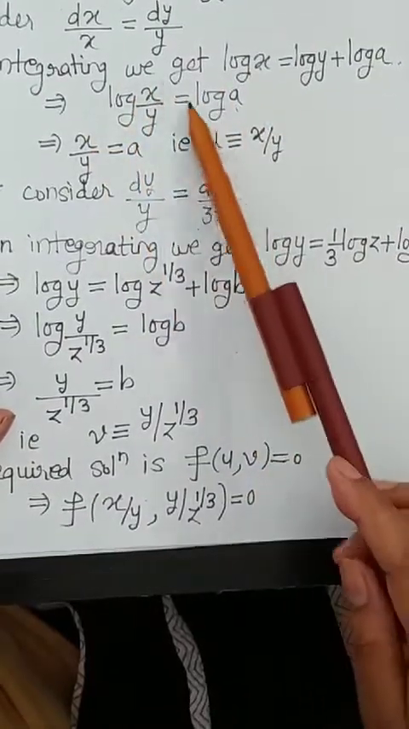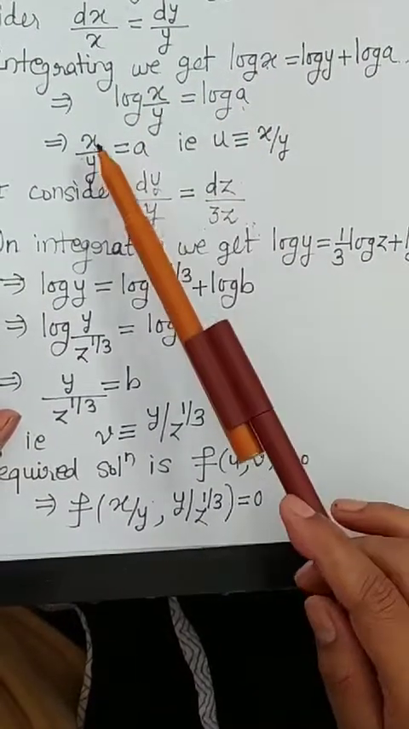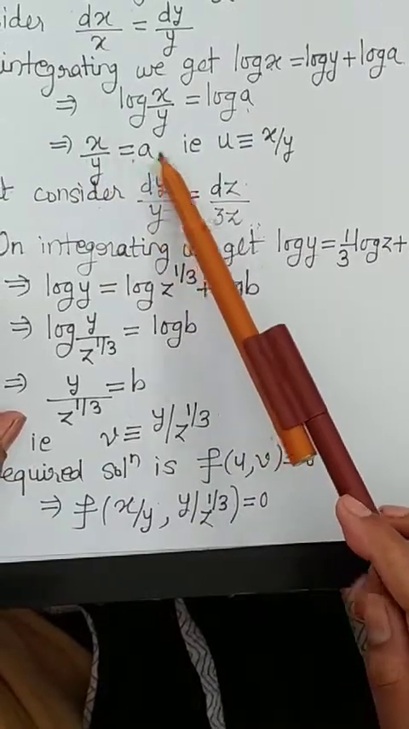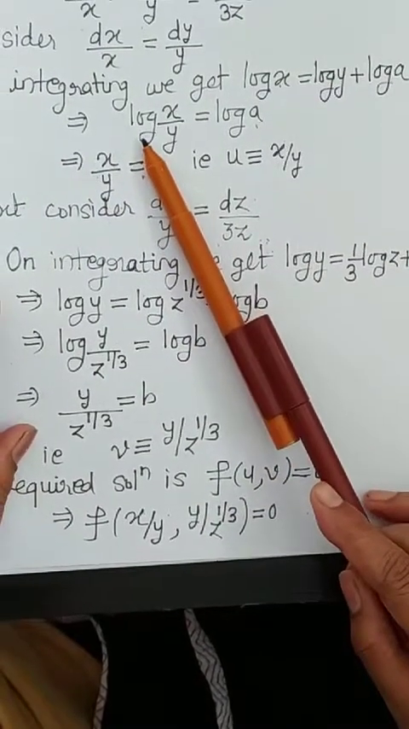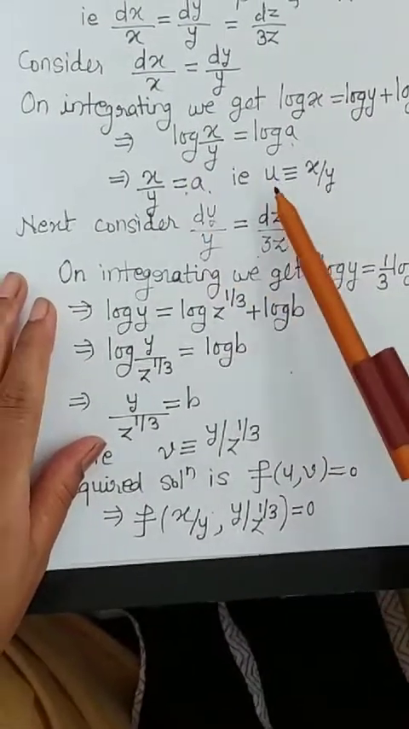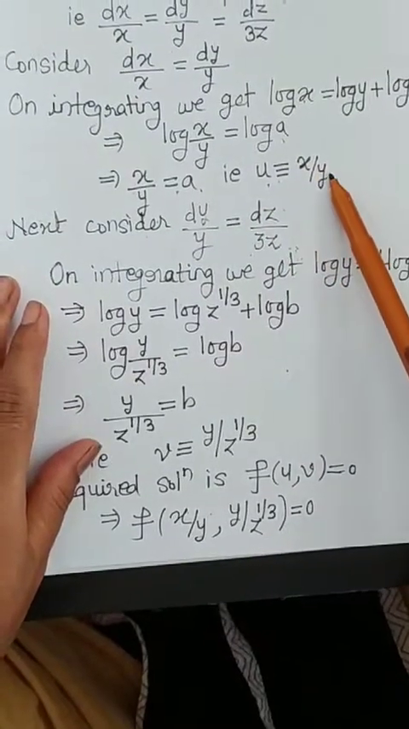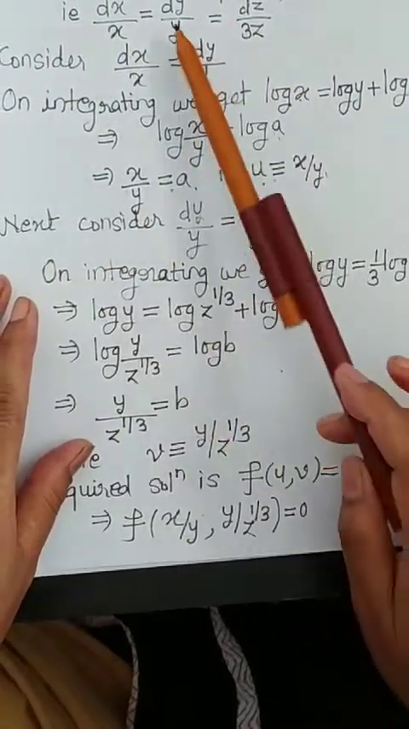Now taking anti-log, log will get cancelled. So we have x by y equal to a. So leave this arbitrary constant. What is left is nothing but u. So u is x by y. Now next consider second and third.